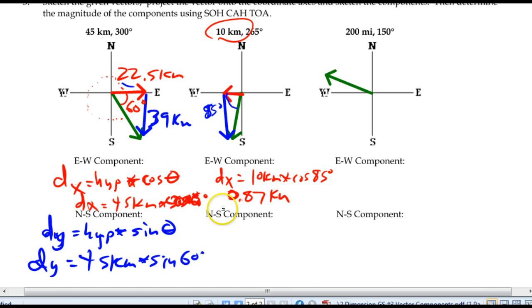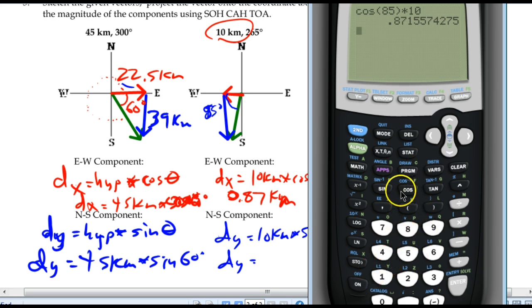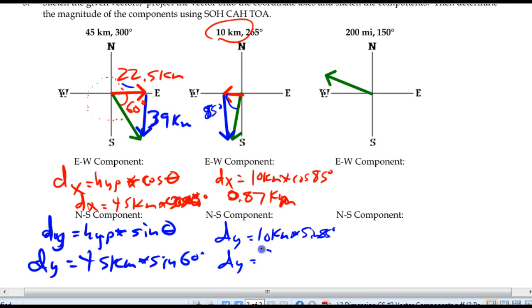Okay, so 0.87 kilometers. For the vertical side, we're going to take dy is equal to 10 kilometers, and we're going to multiply it by the sine of 85 degrees, and dy is going to be equal to sine of 85 multiplied by 10, 9.96, very, very close to 10 kilometers. Okay, so it's almost all straight down, very, very little to the west.